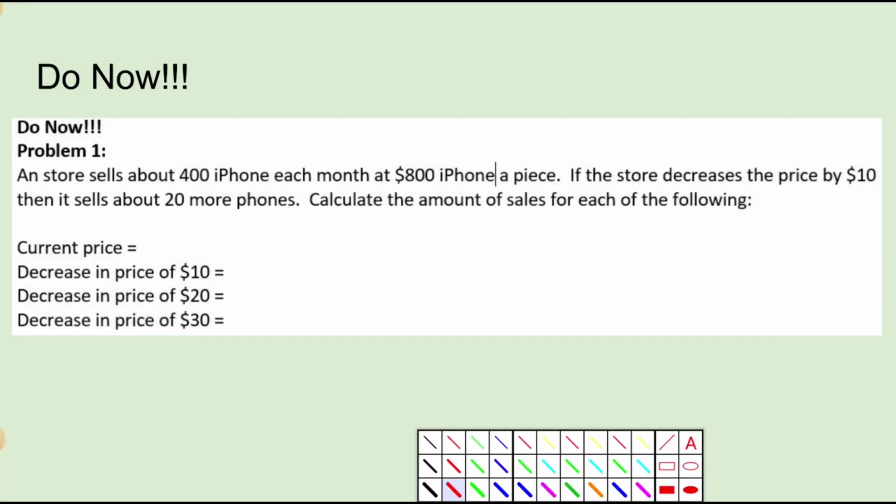A store sells about 400 iPhones each month at $800 a piece. If the store decreases the price by $10, then it sells about 20 more phones. Calculate the amount of sales for each of the following.